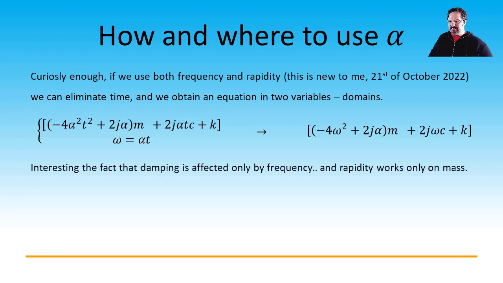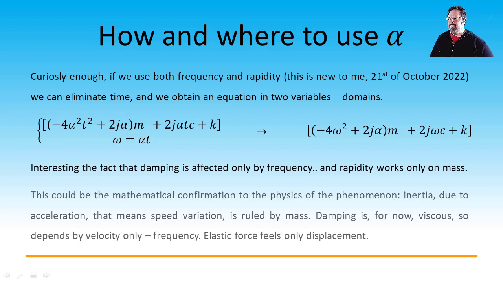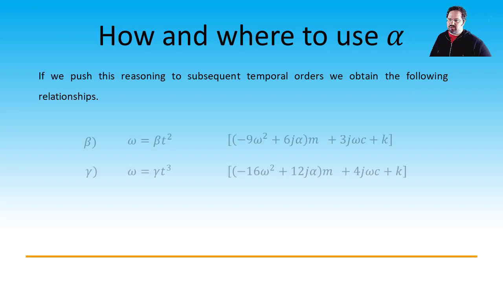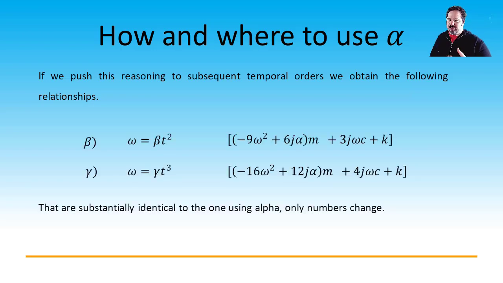Interesting, the fact that damping is affected only by frequency and rapidity works only on mass. This could be the mathematical confirmation of the physics of the phenomenon. Inertia due to acceleration, that means speed variation, is ruled by mass. Damping is, for now, viscous, so it depends on velocity only, or frequency. Elastic force feels only displacement. If we push this reasoning to subsequent temporal orders, we obtain the following relationships that are substantially identical to the one using alpha, only numbers change.